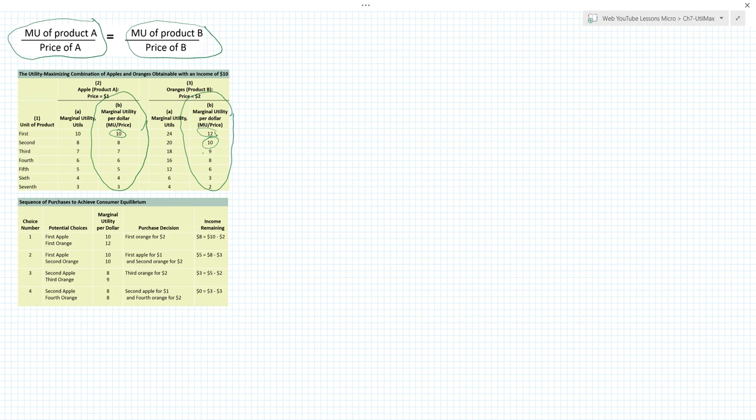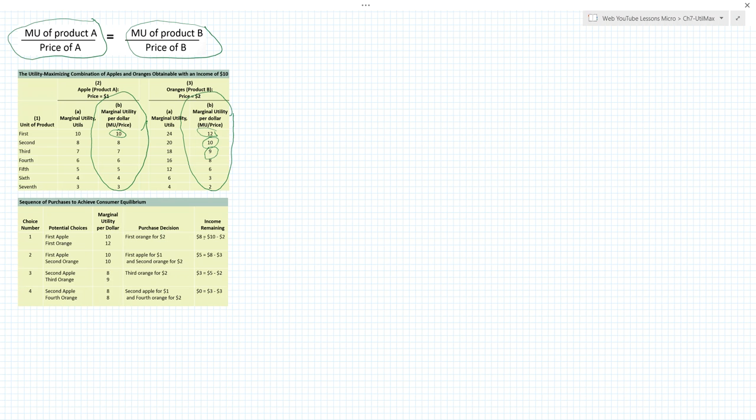I'm then faced with, am I going to buy that second apple yet, or am I going to buy the third orange? Again, I'm going to compare the marginal utility per dollar spent, and rational behavior says that third orange is going to give me the greatest amount of satisfaction per dollar spent, so I'm going to do that one. Well, now I'm faced with deciding, am I going to buy the fourth orange or the second apple?